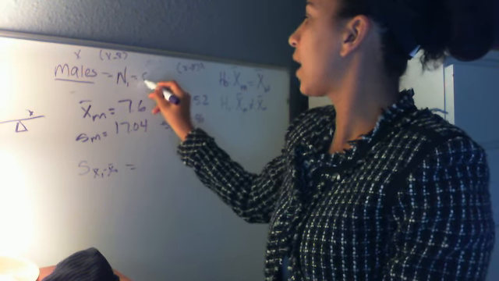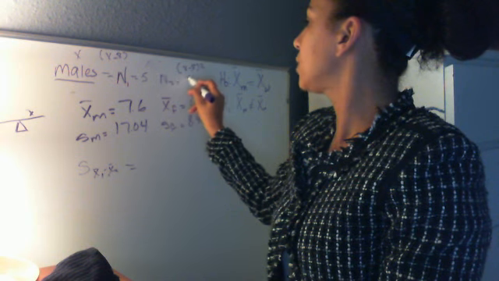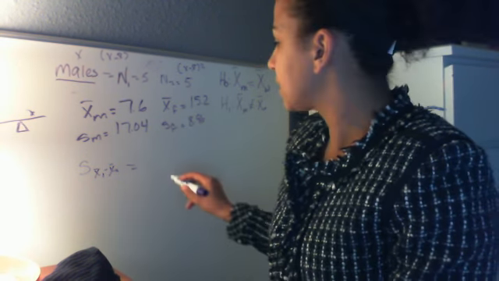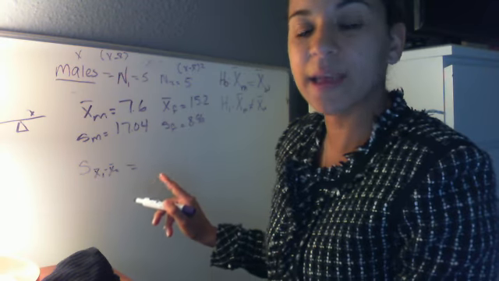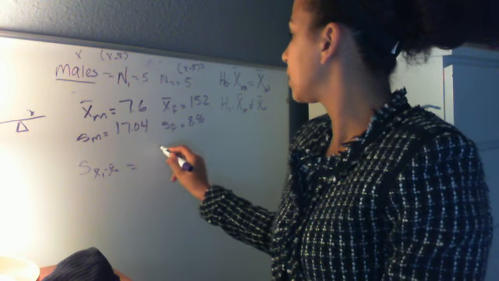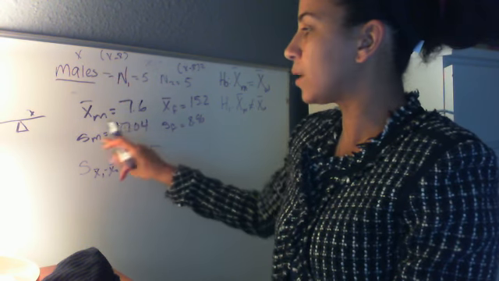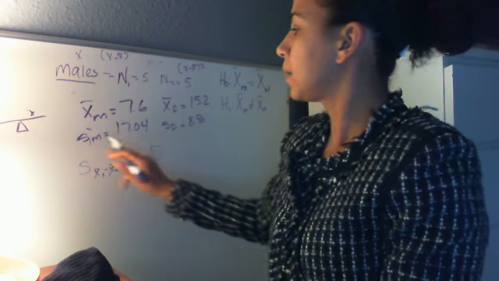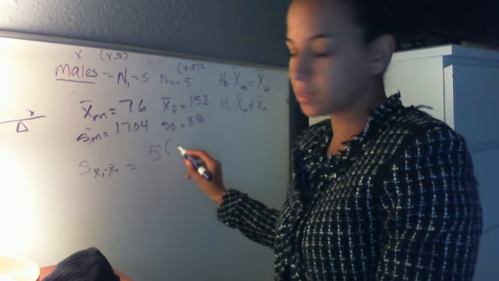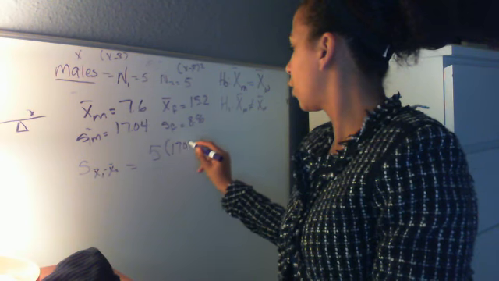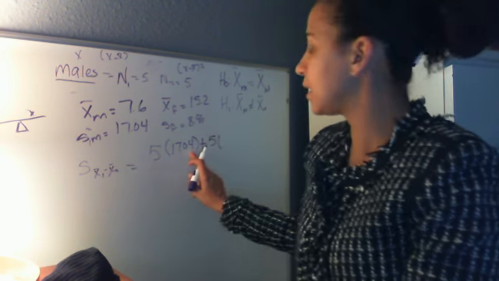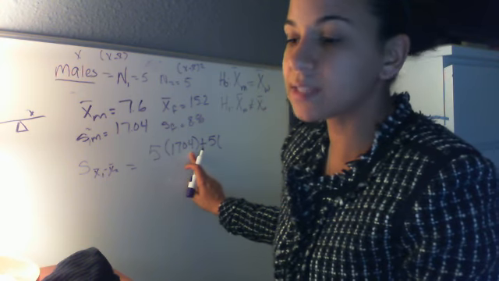I know N1 is equal to 5. N2 happens to be equal to 5 as well. If I drop everything in, I'm basically plugging it into the formula. The formula says first N1 times S1 squared. My N1 is equal to 5. My S1 squared is the 17.04, my variance. So 5 times 17.04, plus 5 times, because that was N2, times S2 squared.